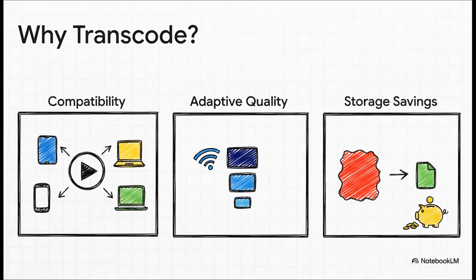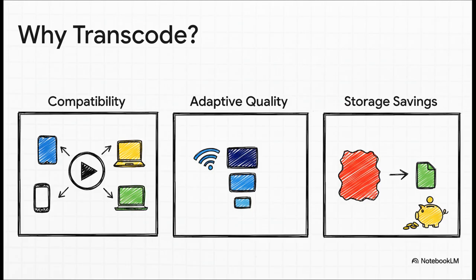So, why is this so critical? Well, first, there's compatibility. Transcoding makes sure the video just plays, no matter what device you have. Second, adaptive quality. This is huge. It creates all those versions, 1080p, 720p, and so on, so if your connection slows down, the video can automatically switch to a lower quality and you don't get that dreaded buffering wheel of death.